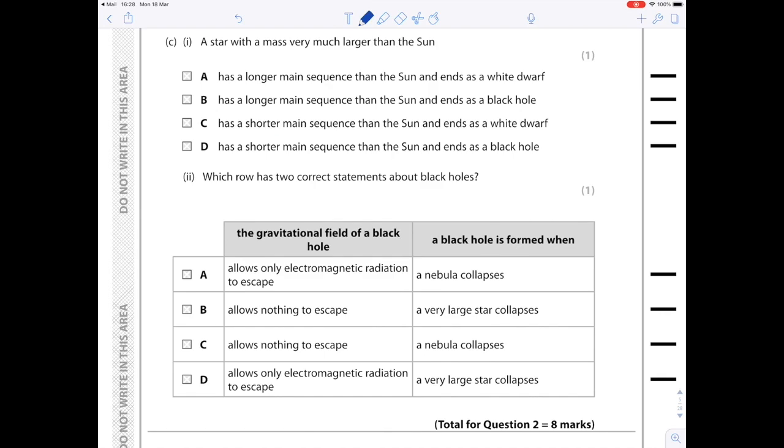C part I. A star with a mass very much larger than the Sun. Okay, so what do we know about our various stars and, depending on their size, about their life cycles? So let's take a large star to begin with. So it goes through its main sequence, which is actually longer than that of a small star. And then it swells up to form a red supergiant, followed by a supernova, which is a huge explosion, and then either a black hole or a neutron star, depending on its size.